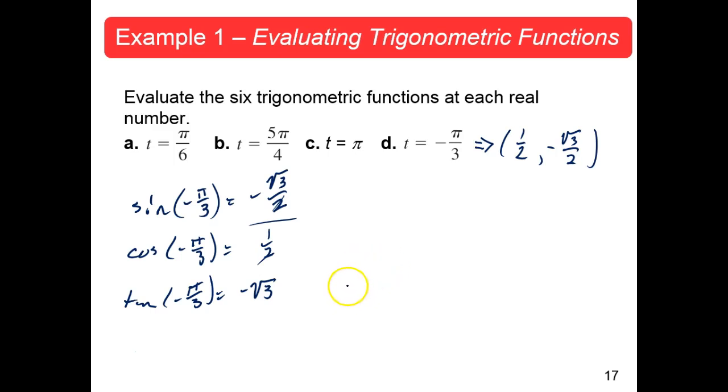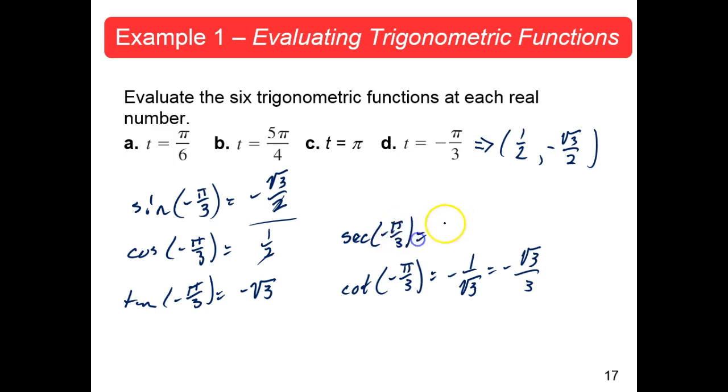And then the cotangent of negative pi thirds. Negative 1 over root 3 is one way to write it. What's another way? Negative root 3 over 3. Perfect. What's the secant of negative pi thirds? 2. And the cosecant of negative pi thirds?